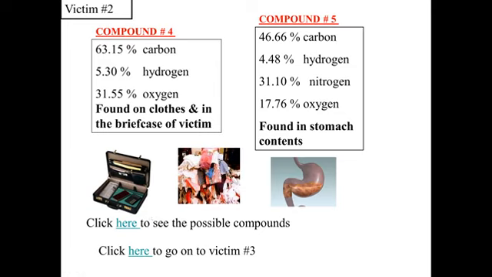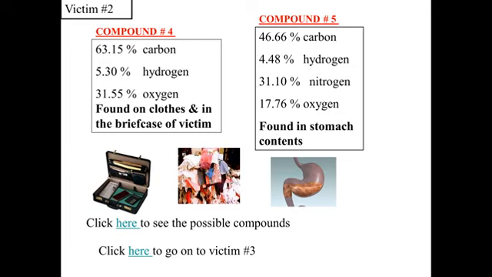Okay, victim number 2, compound number 4. So you're going to divide the mass, the 63.15 grams of carbon, by the molar mass of carbon. Do this one divided by hydrogen, this one divided by oxygen. When you get your moles, you're not going to get a whole number, okay?